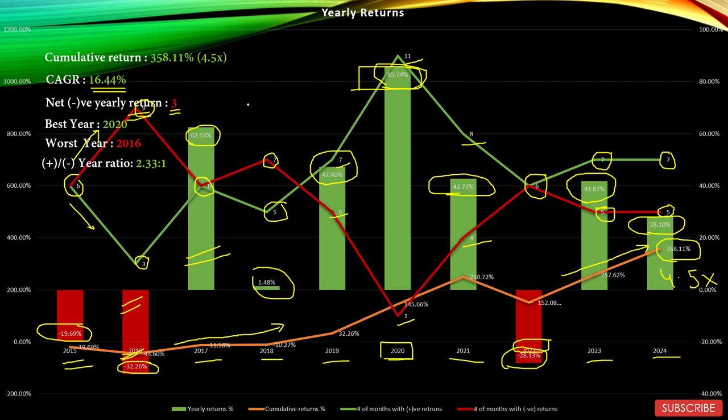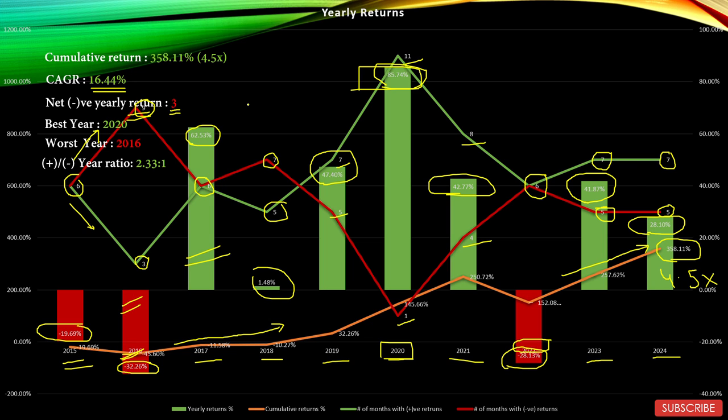And finally, positive to negative year ratio is 2.33 is to 1. Again, a not good number for this sector, which means that there are 2.33 positive years against every one negative year in the last 10 years.